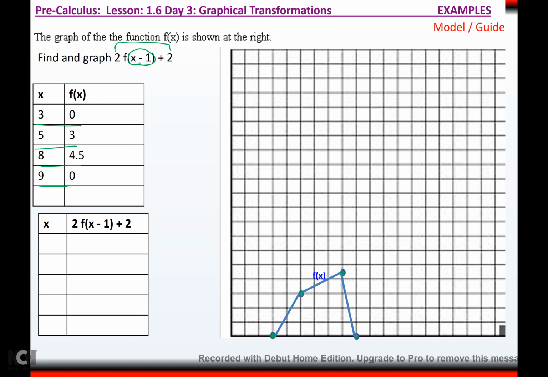So if I do this first, that says add 1 to the x's. And then I'm going to do, well, yeah, I should do that. So this then becomes 4, 0, 6, 3, 9, 4.5, and 10, 0. Which, if I write that in there, maybe I should do it down here.